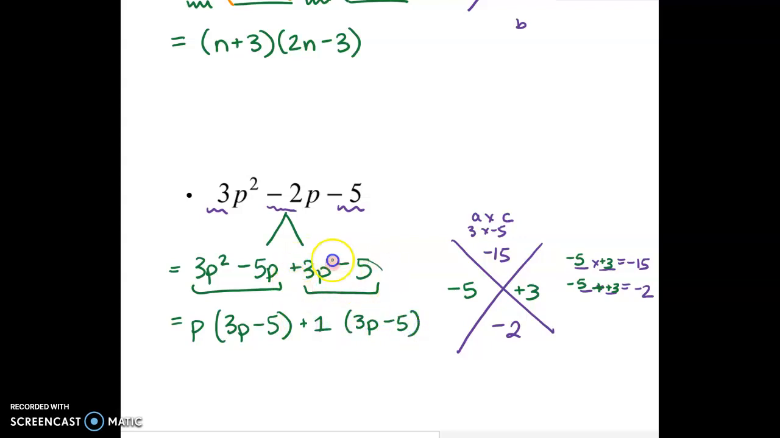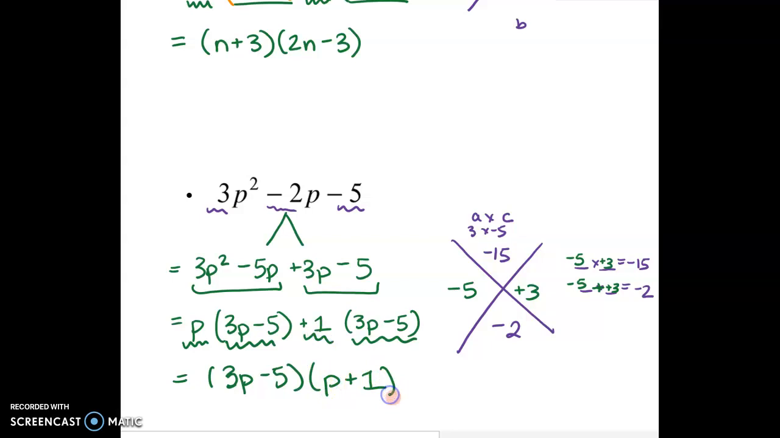You always have to take something out. So if you can't take anything, take out a positive 1. Because now I'm left with my common bracket, which is 3p minus 5. And I have left over a p plus a 1.